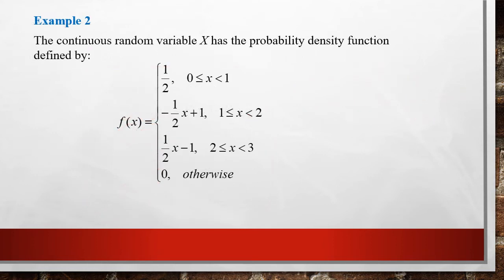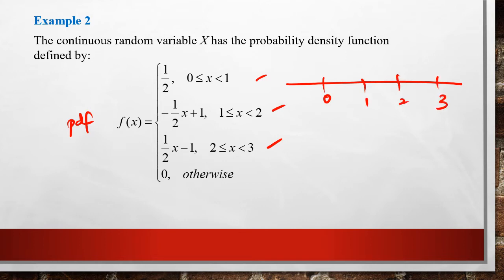Let's continue with example 2. The continuous random variable x has the probability density function defined by. So we have a PDF here, a function defined at 3 intervals. If we do it on the real number line, we will have 0 up to 1, 1 up to 2, 2 up to 3.